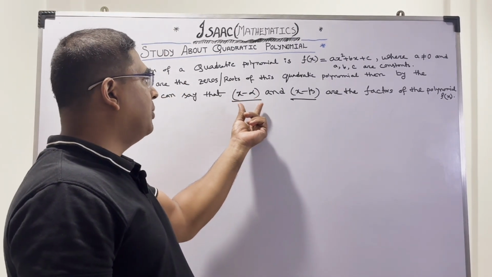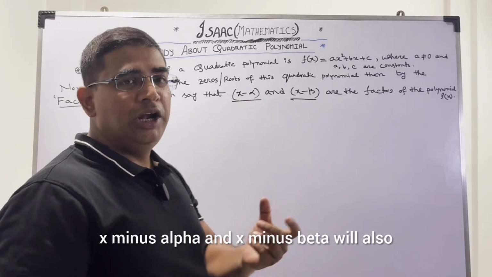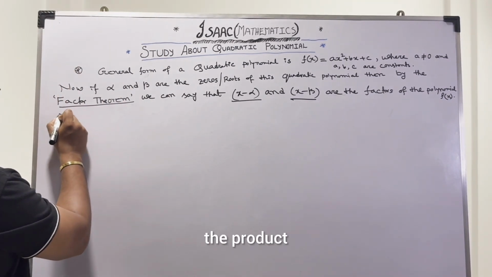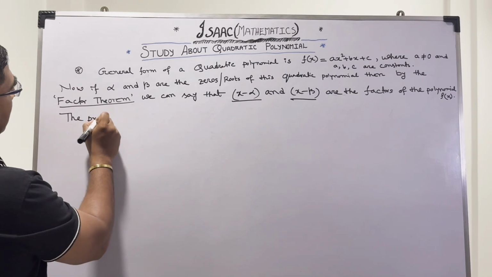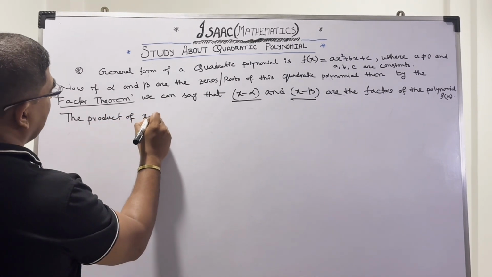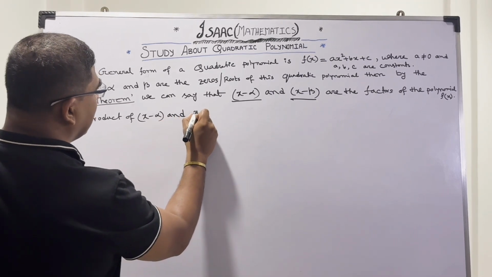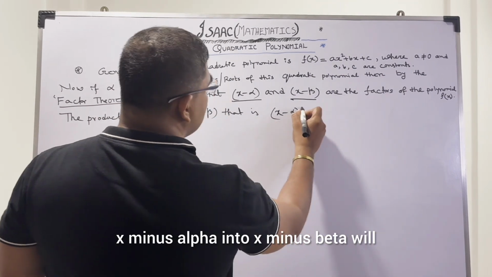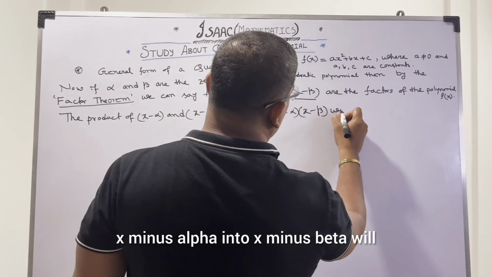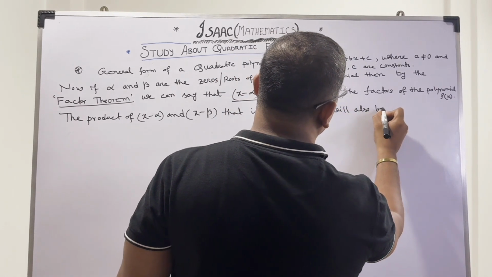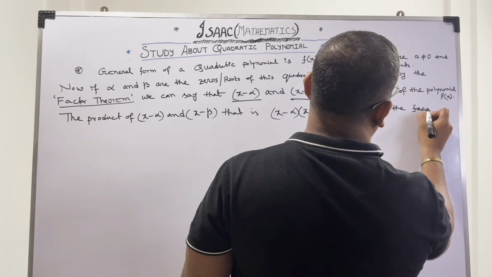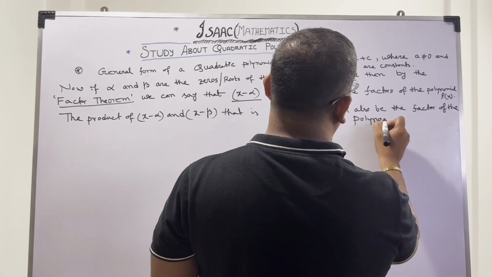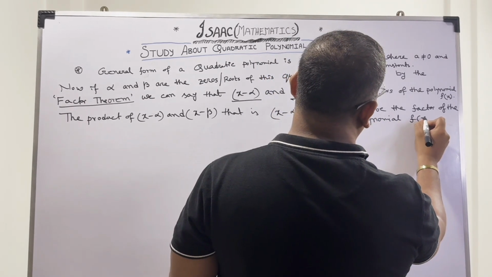Their product, that is x minus alpha into x minus beta, will also be a factor of the polynomial f of x. Okay.